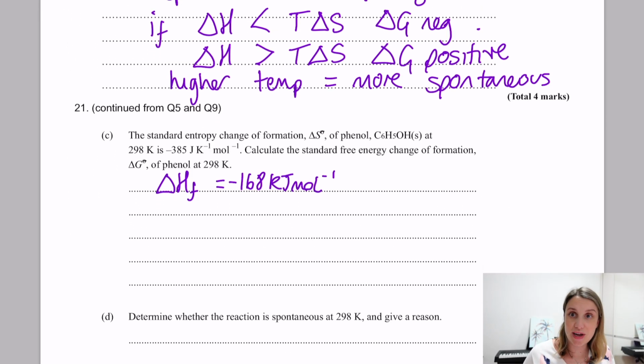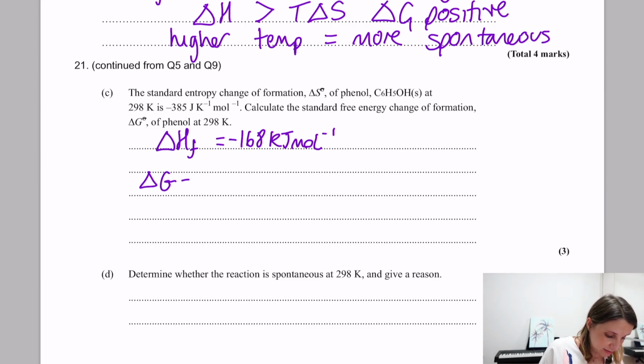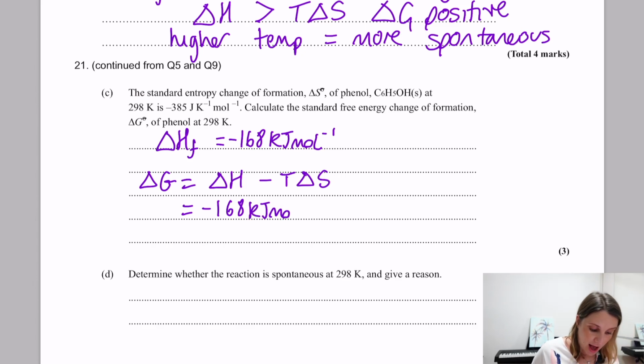This is a continuation from question 9 that we finished up a bit earlier, where we already worked out the delta HF, the enthalpy of formation of the phenol. In this question, they went on to ask you to calculate the delta G, the standard free energy change of phenol at 298 Kelvin. So this is utilizing your delta G equals delta H minus T delta S. We already worked out that this delta H is 168 kilojoules per mole. And then we need to put the rest of the stuff into this equation.